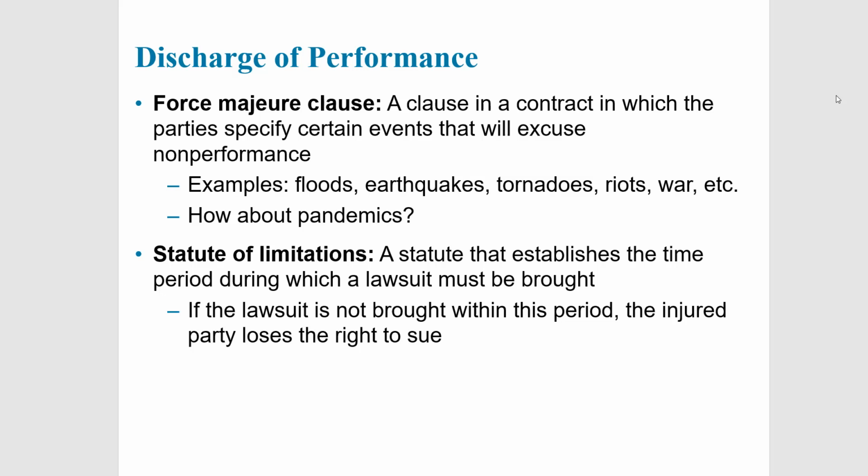So performance could be discharged if a certain amount of time passes. For example, let's say somebody breaches a contract, and the other party is going to sue for breach of contract. But let's also say in North Carolina, the statute of limitations on breach of contract might be 3 or 5 years, depending on the type of contract we're dealing with. So if that time period elapses, let's say the statute of limitations on this specific contract was 3 years, and 3 years goes by and I haven't brought that lawsuit yet, then I can still try to bring it, but the other party will be able to defend, saying that the statute of limitations has passed. I can no longer enforce that contract because I didn't bring it within the specific time period, and I lose the right to sue.